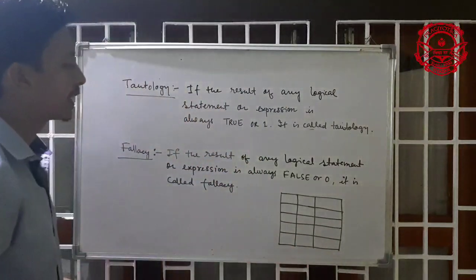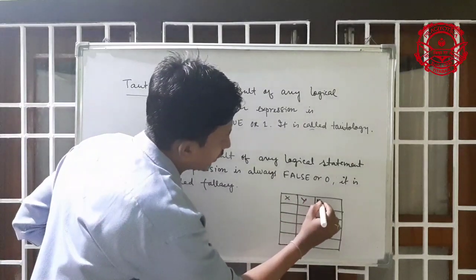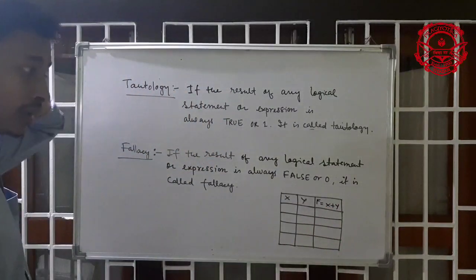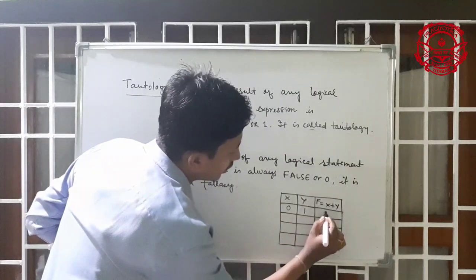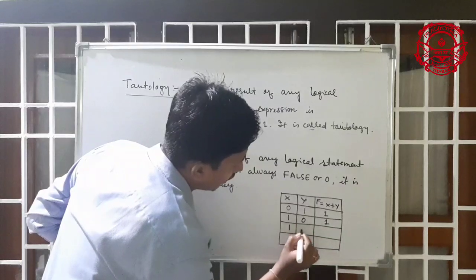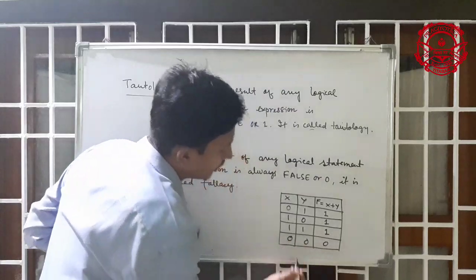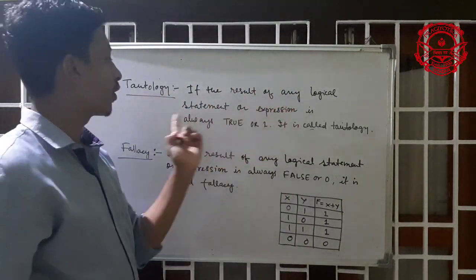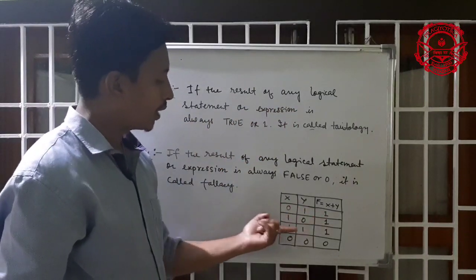For example, say this is an OR operator, x and y and f equal to x plus y. What happens in the OR operator? The results are 0 1 1 1 0 1 1 1 1 0 0 0. If the result of any logical statement or expression is always true, you can see here 0 1 1 1 0 1 1 1 1.